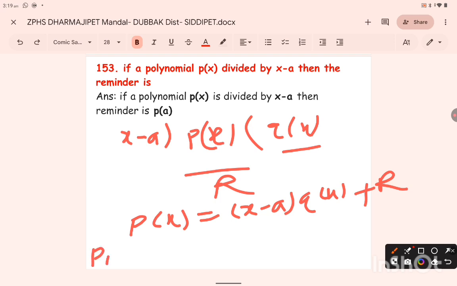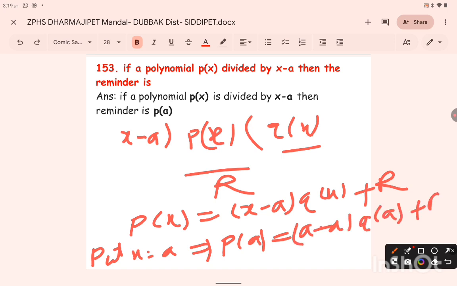Here put x is equal to a. That implies p of a equals a minus a into q of a plus remainder R. Now p of a equals, a minus a is 0, 0 into something is 0, so it remains only capital R. That means the remainder R equals p of a. So when p of x is divided by x minus a, the remainder is p of a.